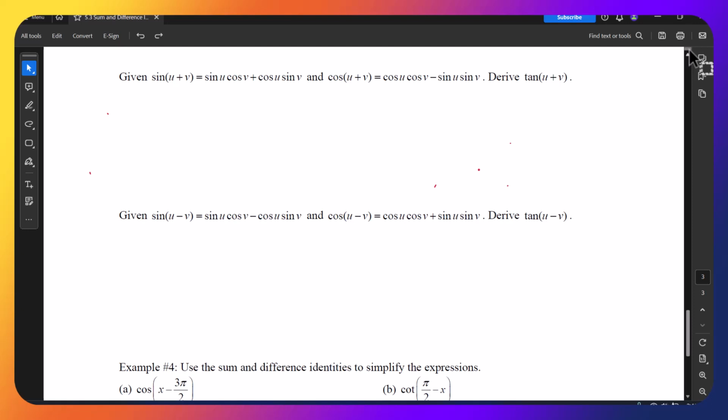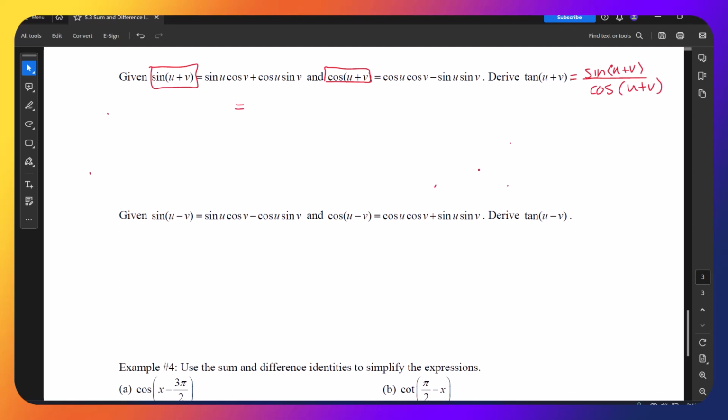Okay, so starting this part with deriving tangent of a sum. As we know, tangent is equal to sine of an angle divided by cosine of that angle. In this case, we do have a sum, so it's sine of u plus v divided by cosine of u plus v. We're going to use both of these identities, cosine of a sum and sine of a sum, to derive the tangent of a sum. So I'm going to restart my work over here.